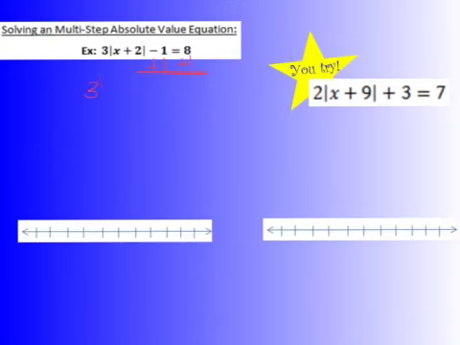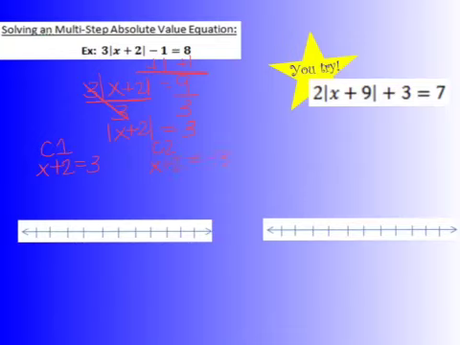So then we have 3 times the absolute value of x plus 2 is equal to 8 plus 1, which is 9. Our absolute value still is not isolated, so now we'll want to divide both sides by 3 to undo that multiplication. So now we have the absolute value of x plus 2 is equal to 3. At this point, we want to set up case 1 and case 2. So case 1, we have x plus 2 is equal to 3. And case 2, we have x plus 2 is equal to negative 3.